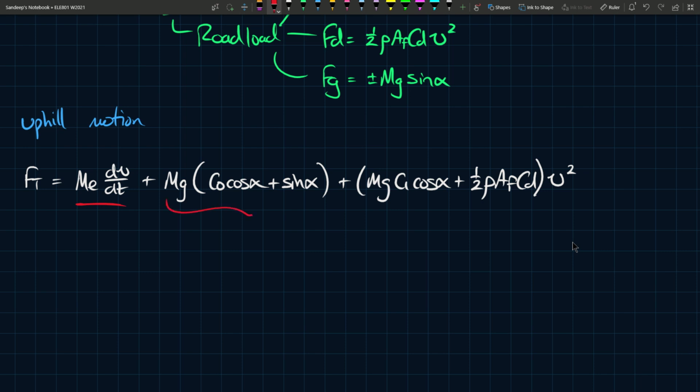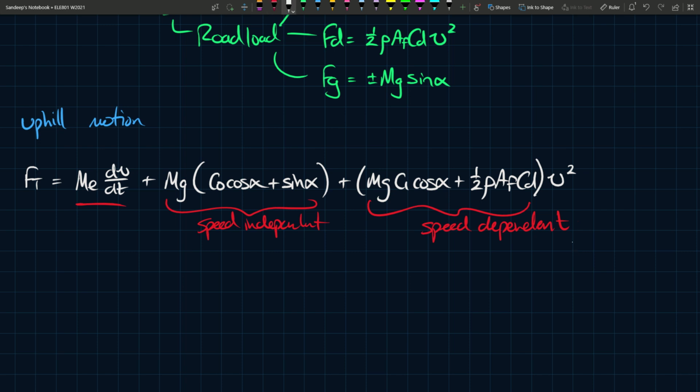You'll see that this term is speed independent, and you'll see that this term, well, I guess it's the whole term, but the whole thing is speed dependent, right? So there's the squared velocity that exists in that term. So that is something to be sort of mindful of.